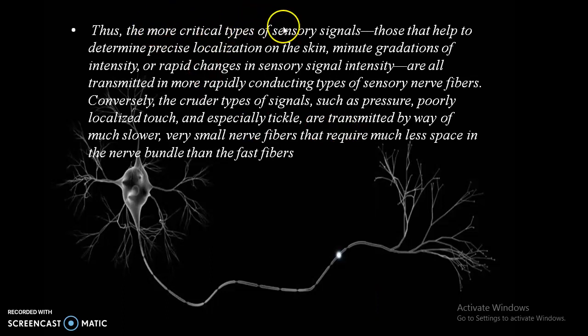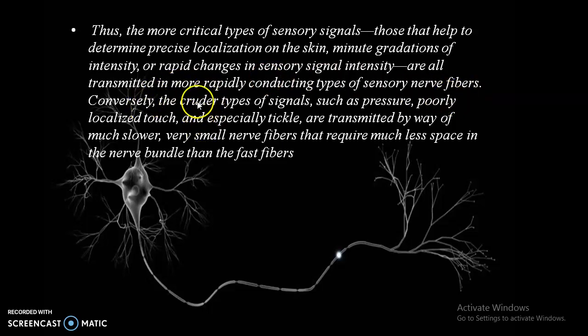The more critical types of sensory signals, those that help determine the precise localization on the skin, the minute gradations of intensity, or rapid changes in sensory signal intensity, all these important sensory signals are transmitted in more rapidly conducting, myelinated nerve fibers like A type, A beta, A delta, etc.